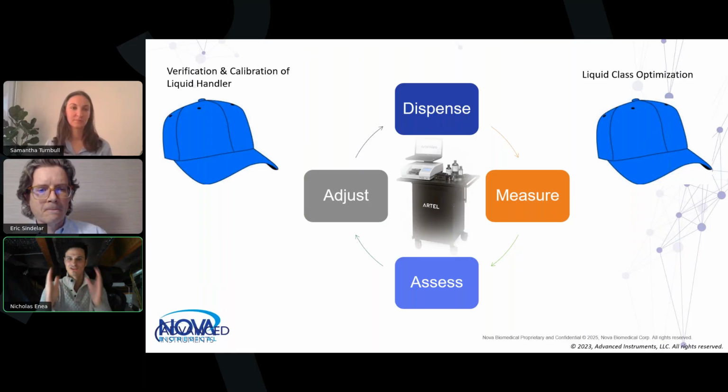So I always like to break these into 2 hats, right? Make sure our liquid handler is working to our specifications first, and then delve into the liquid classes that Eric and Sam were going over in such great detail earlier as well.